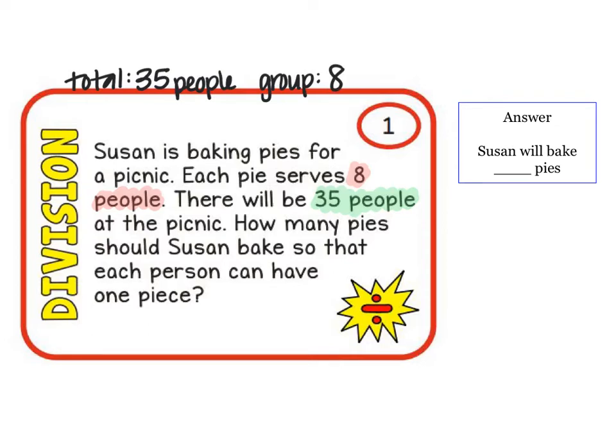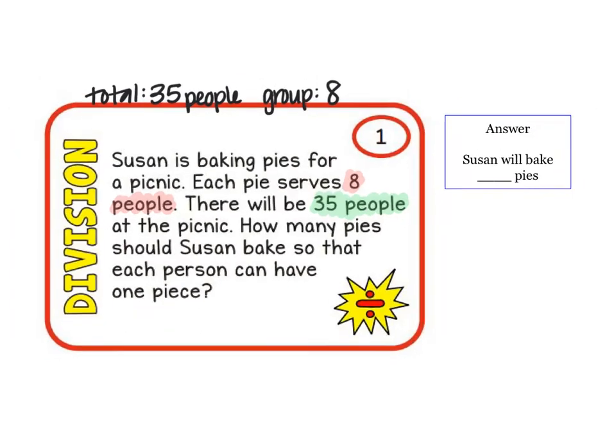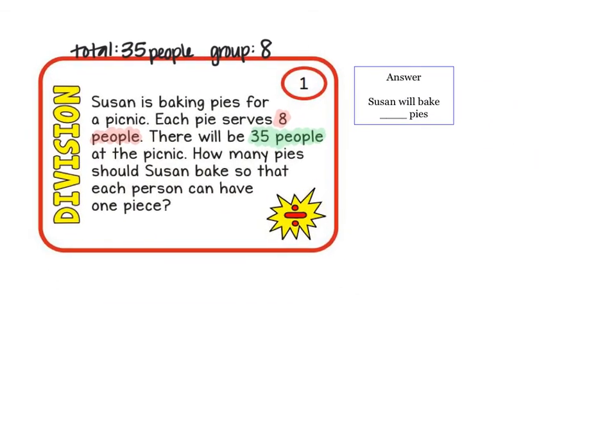So we need to figure out how many pies or how many groups of 8 I can make out of 35. So I'm going to divide that total by the group. I'm going to have 35 on the inside as the dividend and 8 on the outside as the divisor. Now when I divide, I start with that first number. I know that 8 can't go into 3, so I'll put a 0 there. And that was my D. Now I'm going to do the M, or multiply. 8 times 0 is 0. Now I can do the S, or subtract, and bring down the 5.